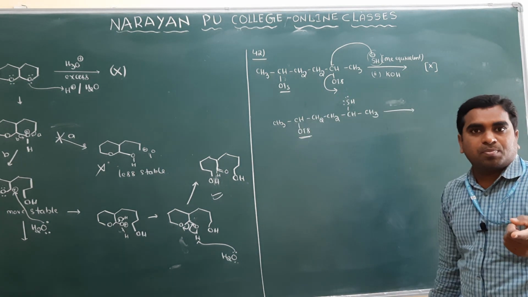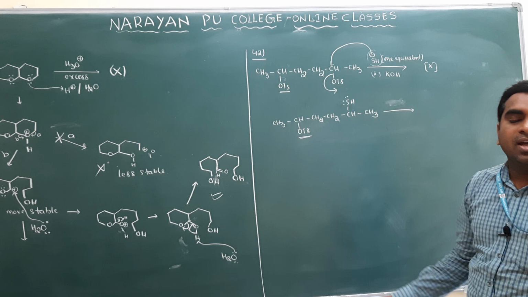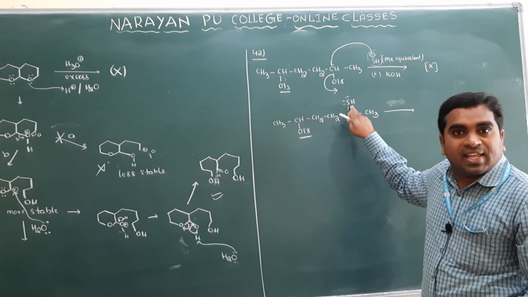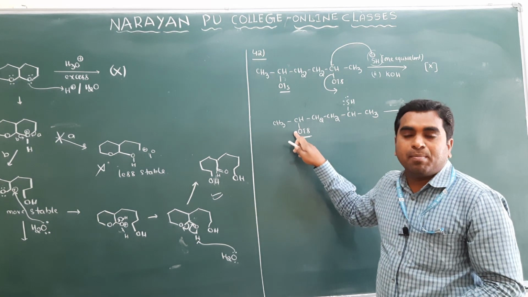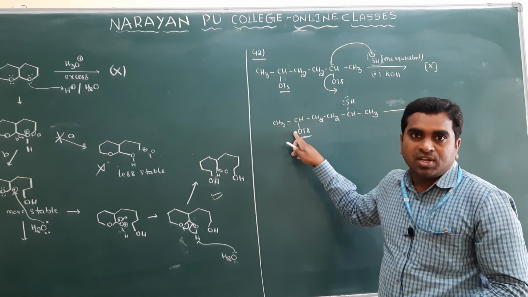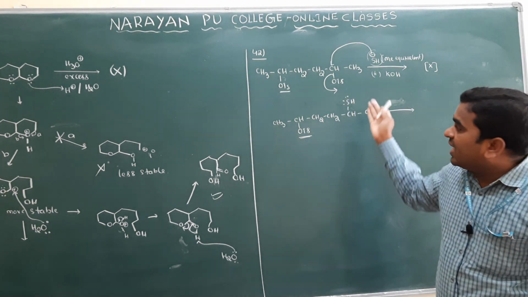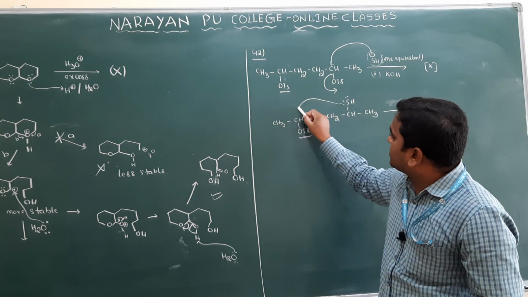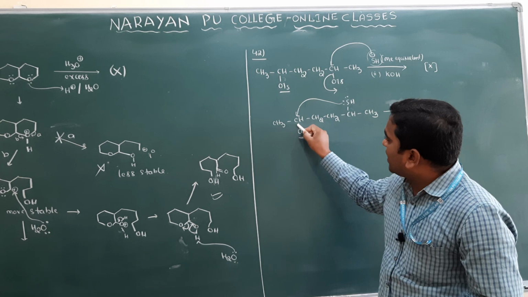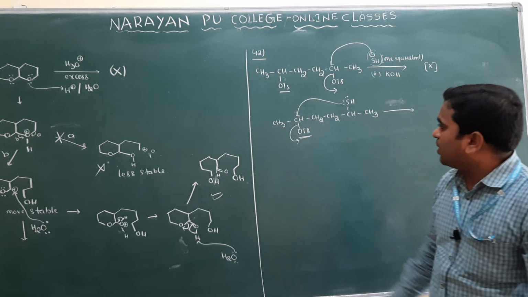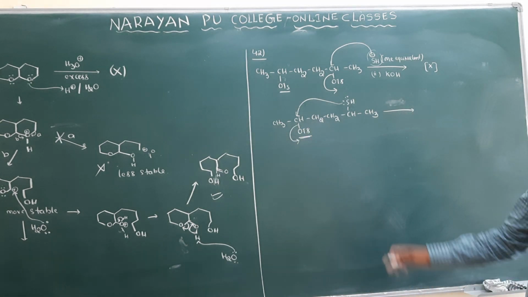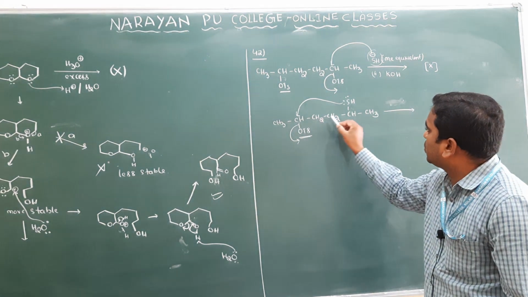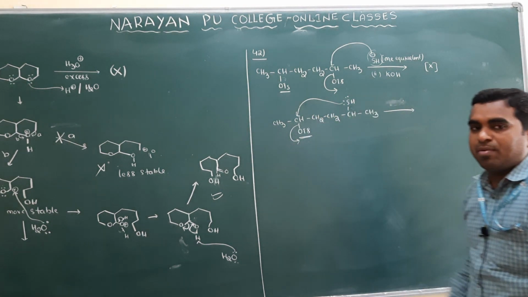Have we discussed it or not? In the last video we discussed what neighboring group participation is. An internal nucleophile should be present in the molecule, and at the same time a good leaving group also should be present. So that's why the internal nucleophile reaction takes place. This will attack here, and so OTS will be removed. Then what product will you get? It is a 5-member ring. You see 1, 2, 3, 4, 5.